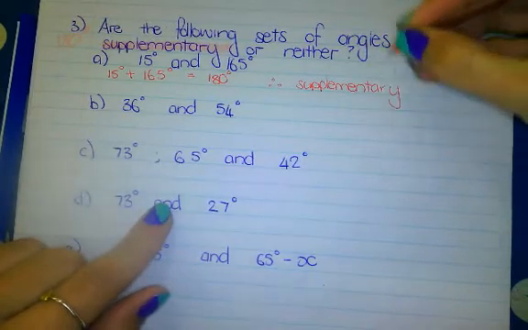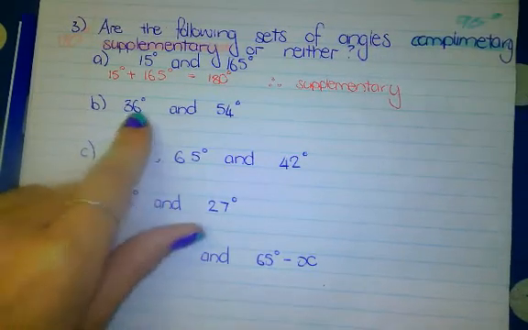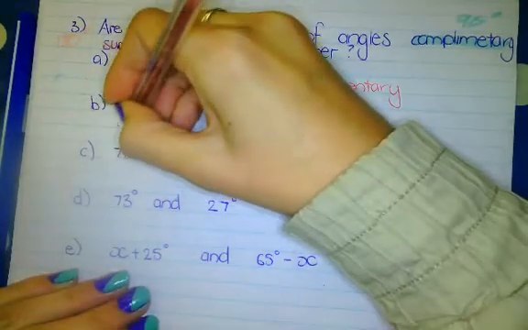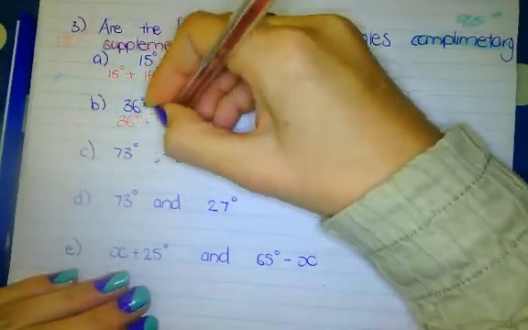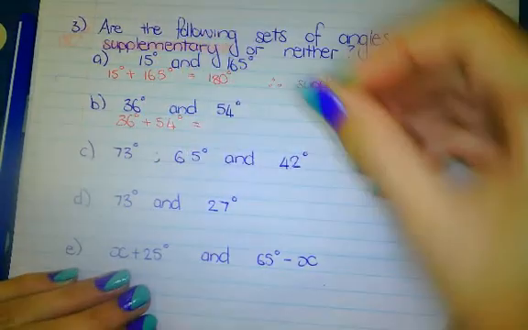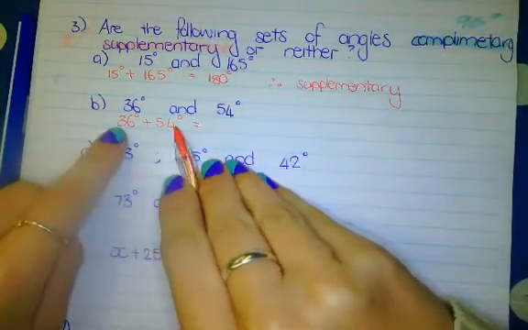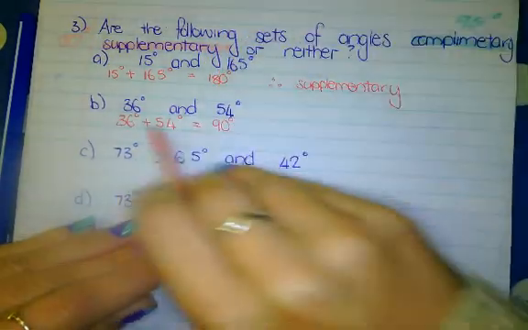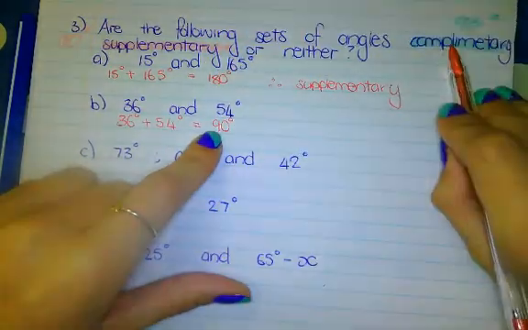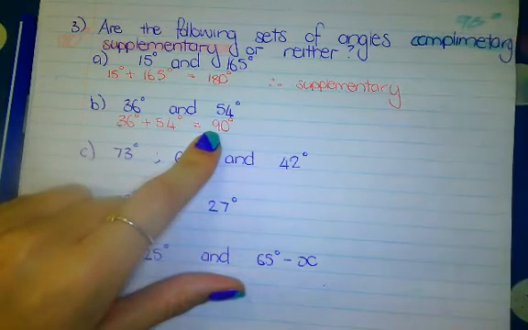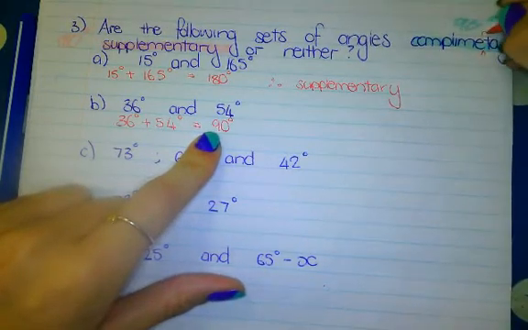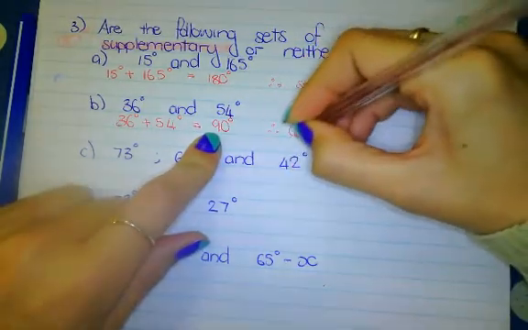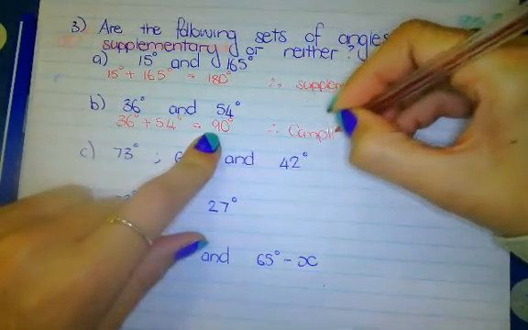Okay, next up, 36 and 54. We're just going to add them together and see what we get. 36 degrees plus 54 degrees is 84, 90, hey? 90 degrees. If they've added up to 90 degrees, it makes them complementary. Have I spelled this right? Oops, I forgot the N. Sorry, complementary. So they added up to 90, therefore they are complementary angles.